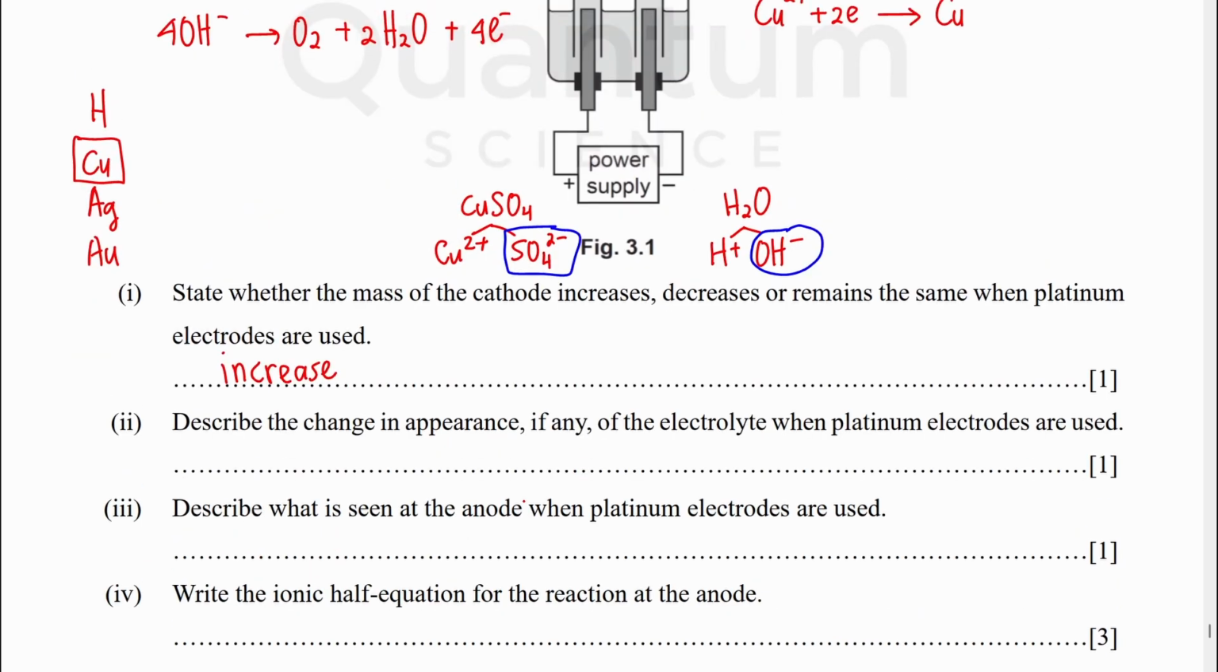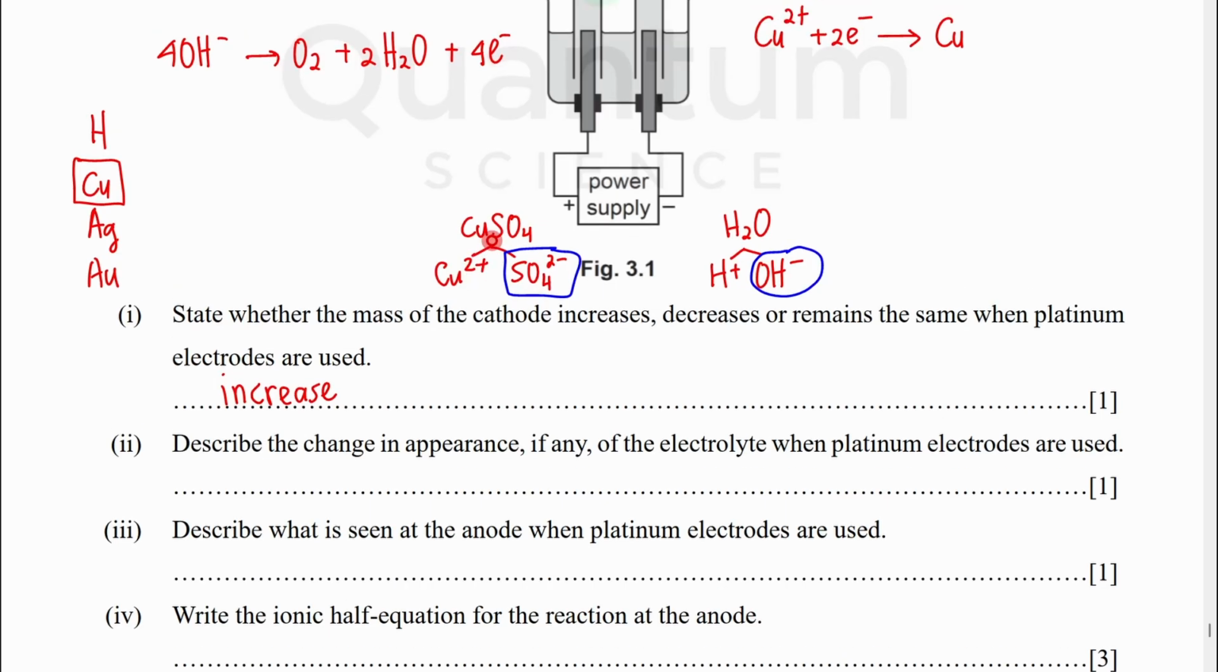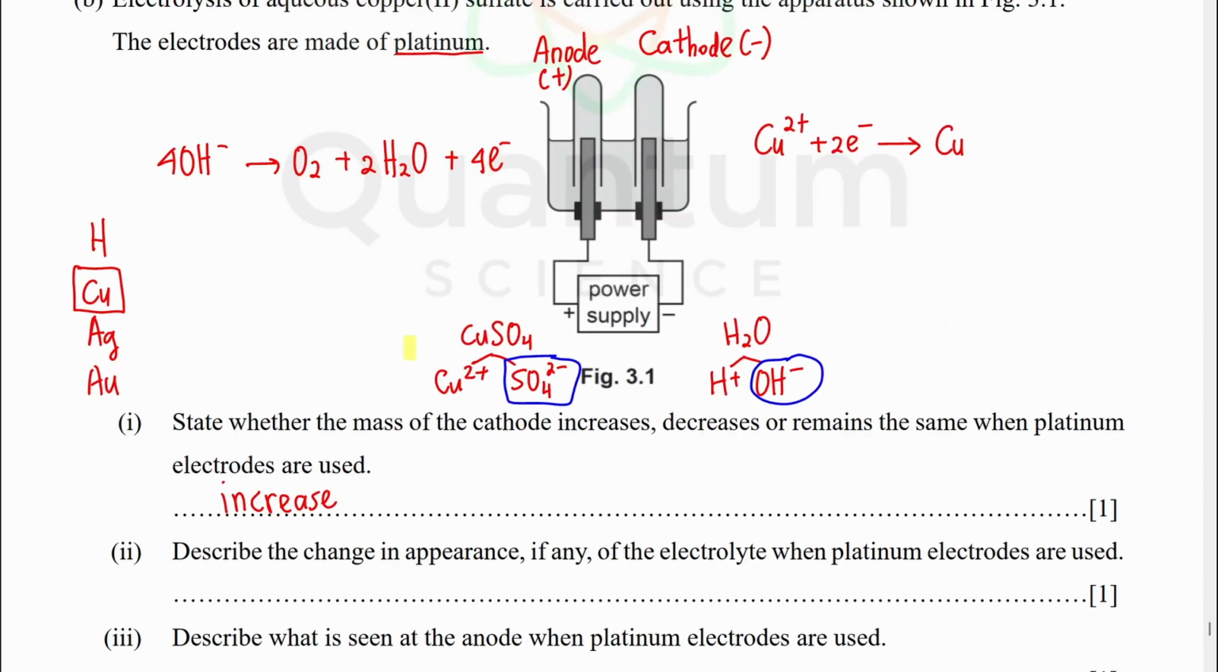Next, describe the change in appearance, if any, of the electrolyte when platinum electrodes are used. What is the electrolyte? Do you think you find any change in here? Okay, so who is taken in here? We are taking OH negative at the anode and we are taking Cu2 positive at the cathode. So who is left in the electrolyte? It is SO4 2 negative and H positive. So what is that? H2SO4, right? Which is sulfuric acid. So the solution will become acidic because sulfuric acid is left in the solution.